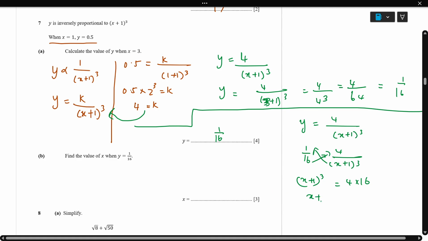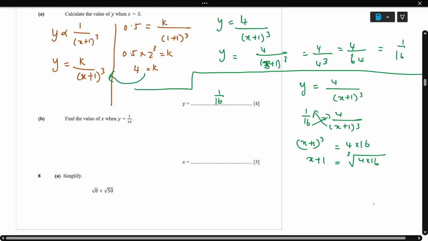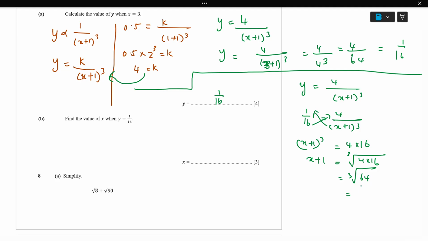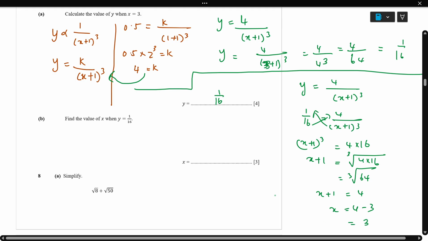So x plus 1 is going to be, when you remove this cube, the right side becomes a cube root: cube root of 4 times 16. 4 times 16 is 64, so it is cube root of 64, which is 4 times 4 times 4. So the final answer: x plus 1 equals 4. So x equals 4 minus 1, which is 3. So x equals 3 here.